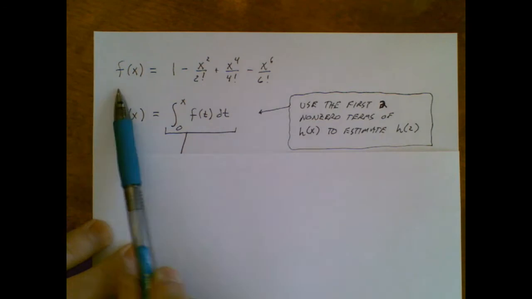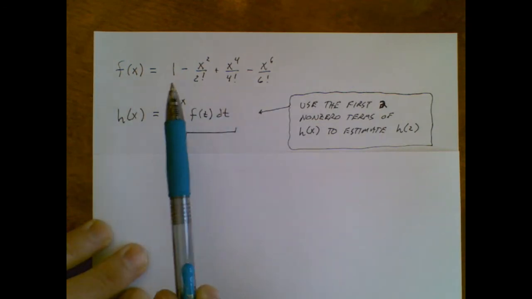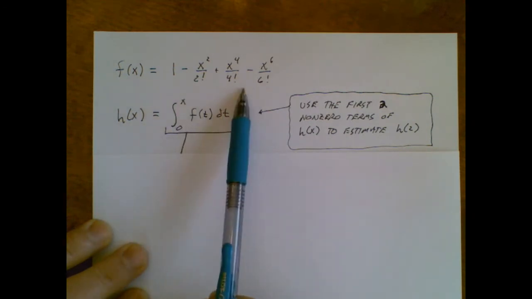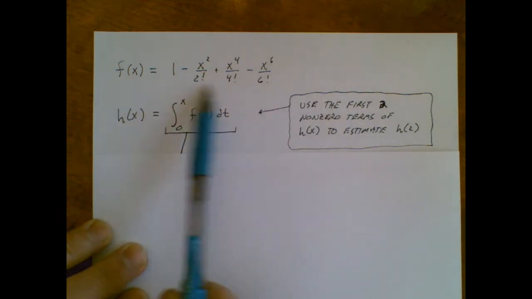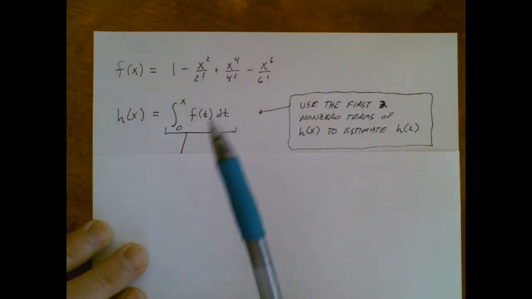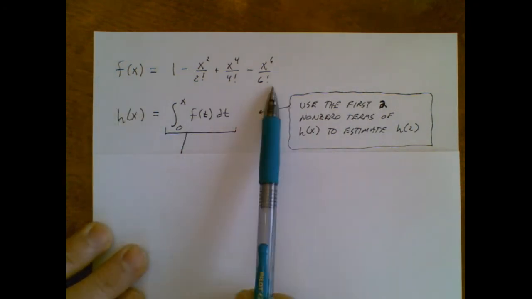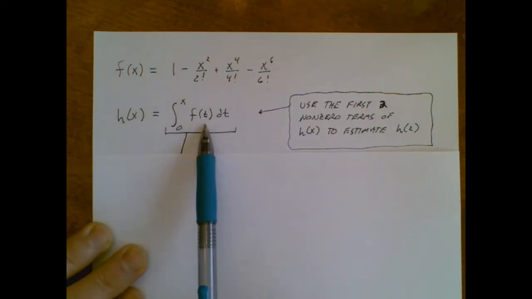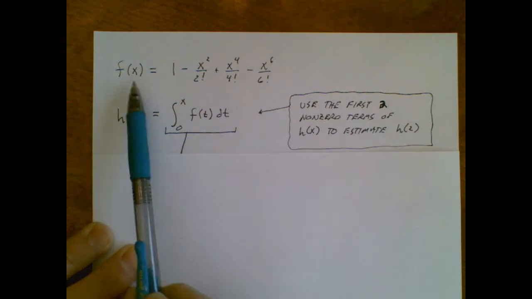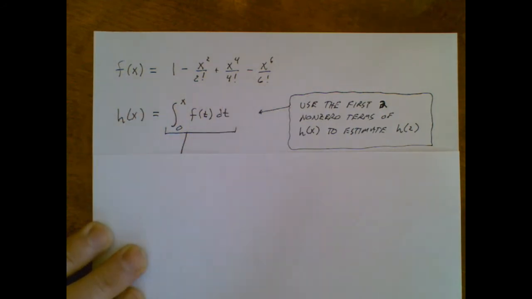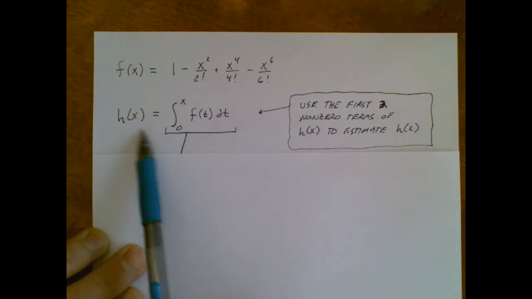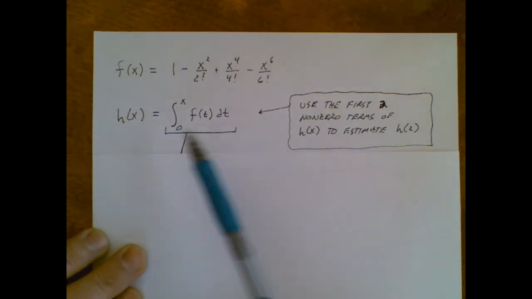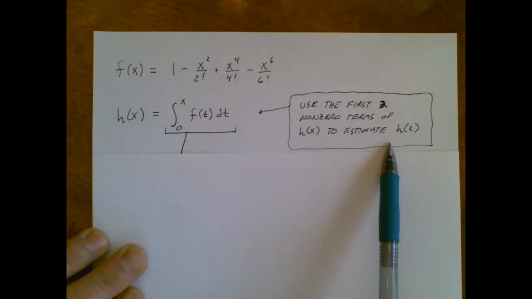Okay, we're in a new scenario. I have a new f of x. This is not the previous f of x that we were working with. And also, if you have a good sense of memory, this is probably famous. But let's ignore that for right now. Here's f of x, and then they say h of x is going to be the integral from 0 to x of f of t, which is really f of x just with a t in there. And then after giving us this statement, they would ask, use the first two non-zero terms of h of x to estimate a value of h of 2.